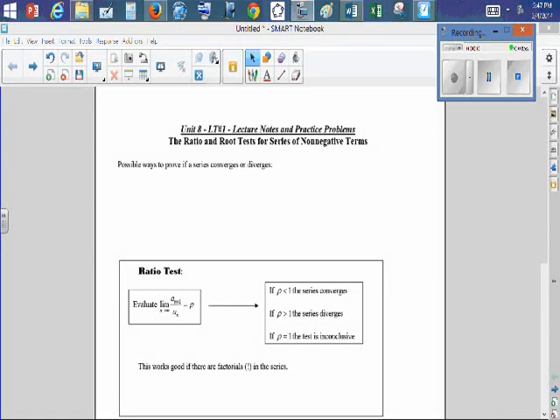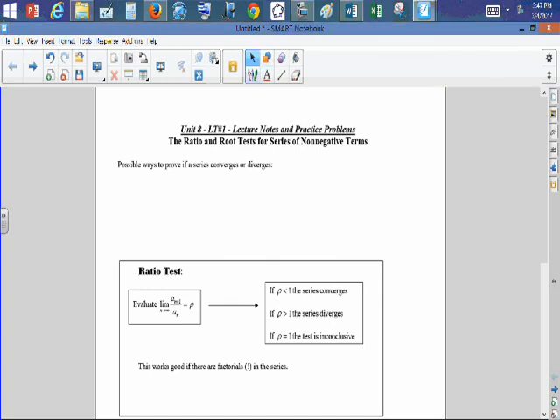Welcome back, calculus students, and welcome to our fourth lecture in our lecture series on series. We are at our final tests of convergence, and that is the ratio test and the root test.